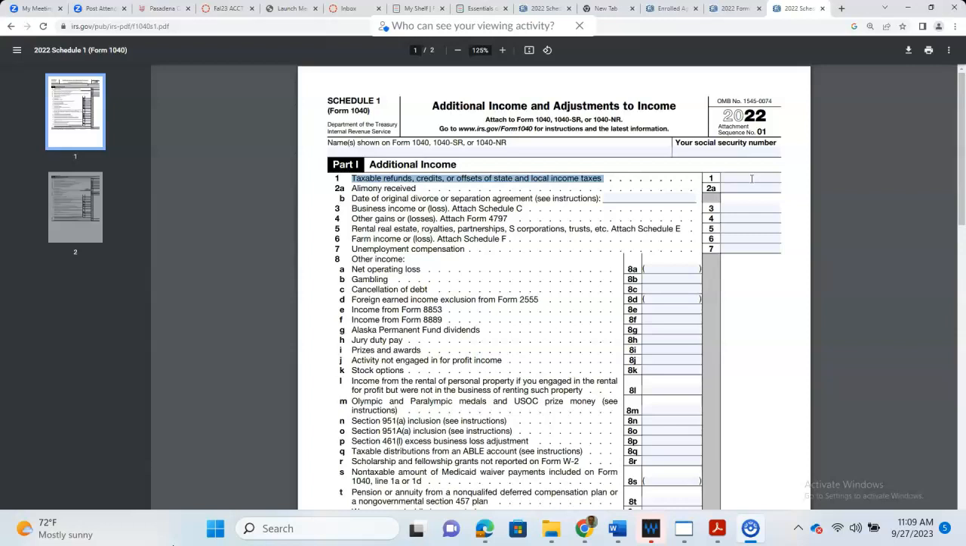If last year tax return was not itemized, guess what? You don't need to put that $500 refund anywhere. But if you did itemize last year, now that $500 will become taxable income for federal purpose. And for federal purpose only, not state purpose. That means in your state tax return, that $500 will not show anywhere.